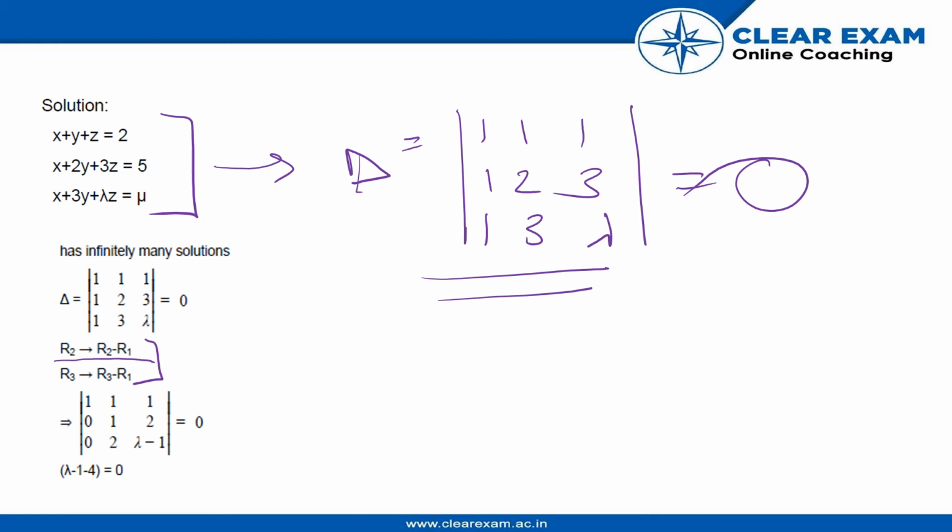So first we'll be seeing that R2 equals R2 minus R1. So 1 minus 1 is 0, so basically here we'll be having 0. Next, like this, here also we will be having 0. Then we'll be expanding it. Now we'll be going to the next slide.